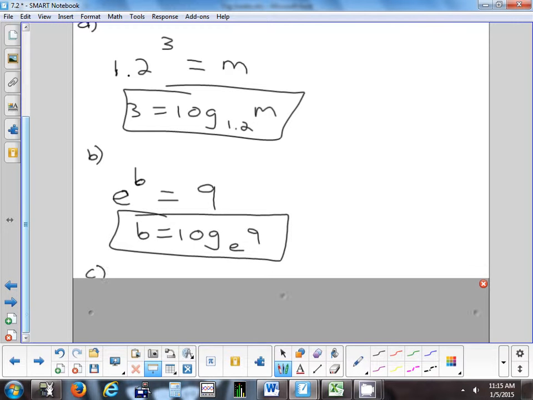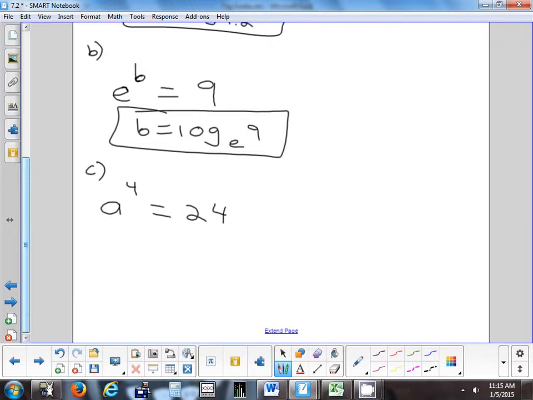And let's try one more. Try that one on your own. See if you can get that in log form. Figure out what goes by itself, find the base, and then find the argument.